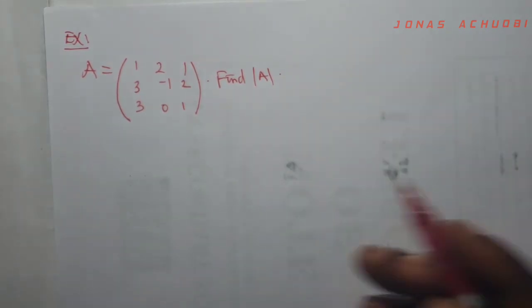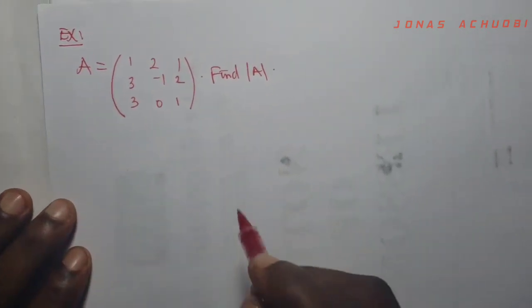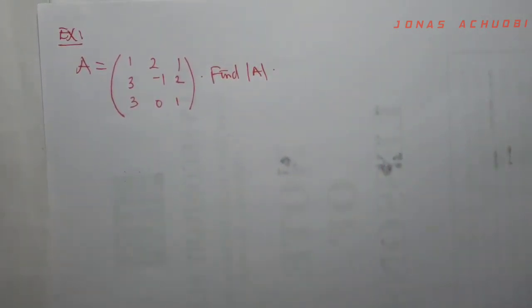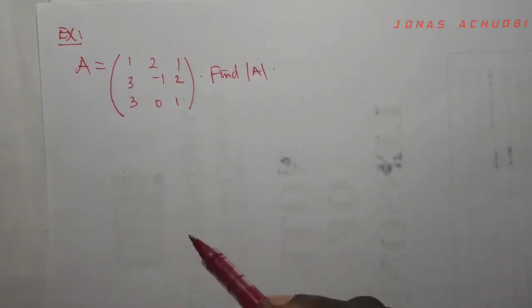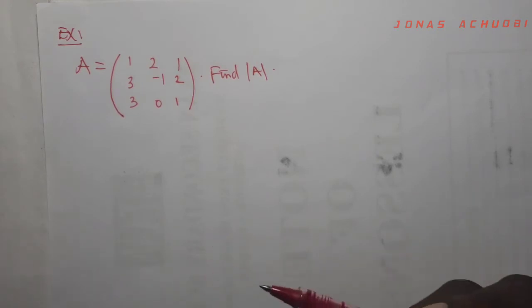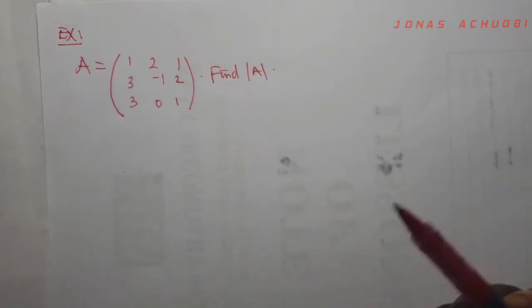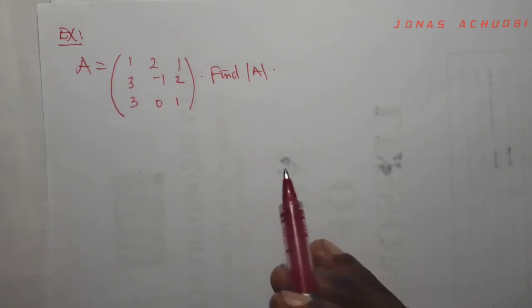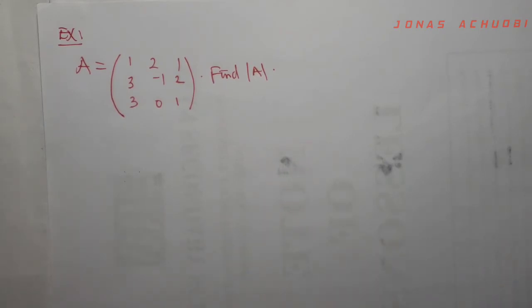Okay, so with this we can go on. Now the next thing we want to ask ourselves is, should we expand using row 1, row 2, or row 3, or column 1, column 2, column 3? Now the best answer here actually is to expand using either column 2 or row 3, and I'll explain to you why very soon. But for now, let us stick with what you've learned already.